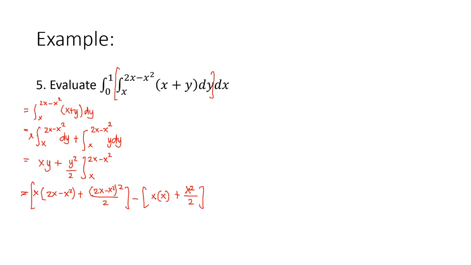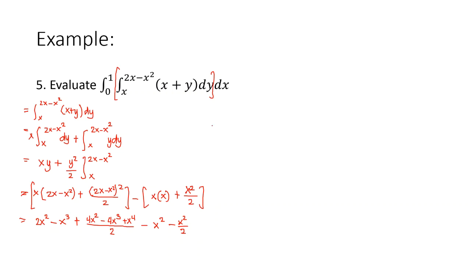Okay, so we have x times 2x, we have 2x squared. X times negative x squared, we have negative x cubed. Plus the expansion of the binomial, 2x squared, that is 4x squared, minus 4x cubed, plus x to the fourth over 2. Minus this one, x squared. Negative times positive, this would become negative x squared over 2.